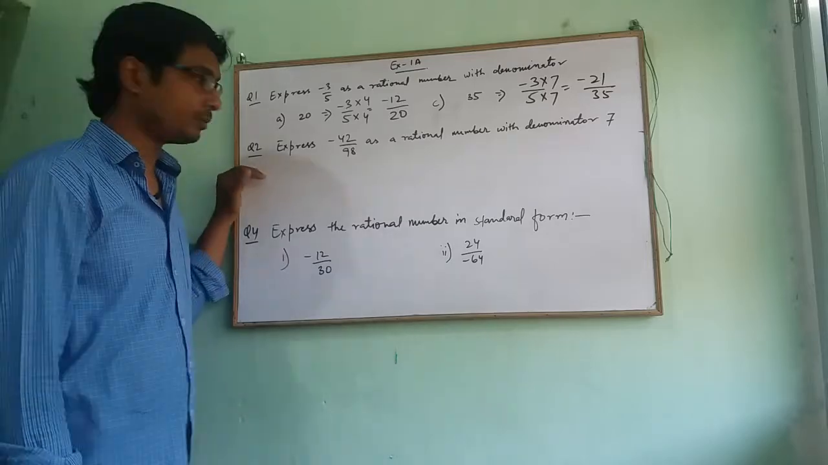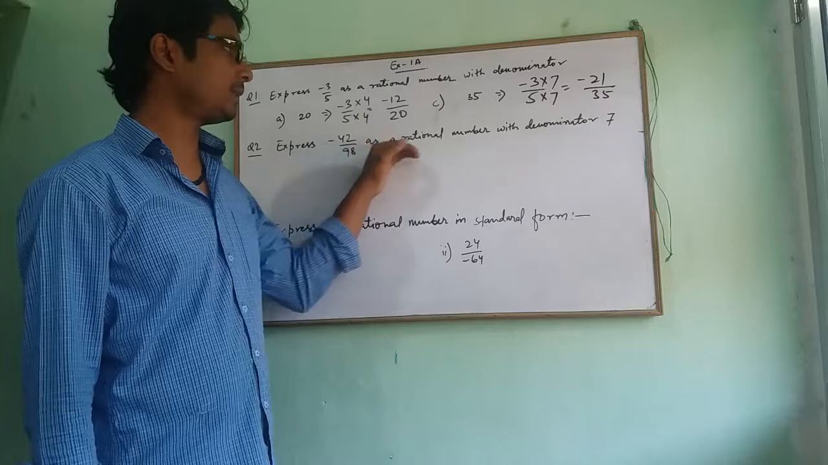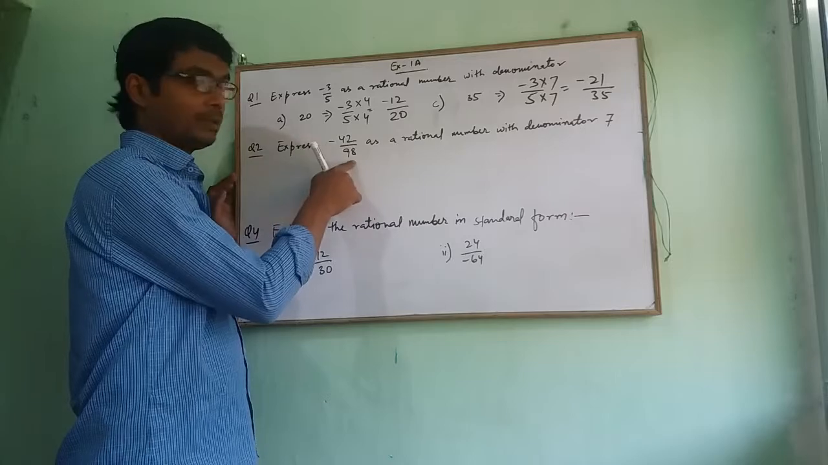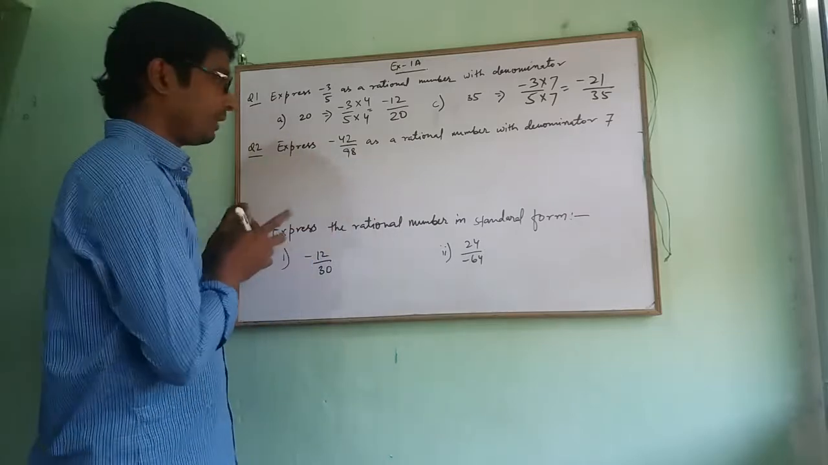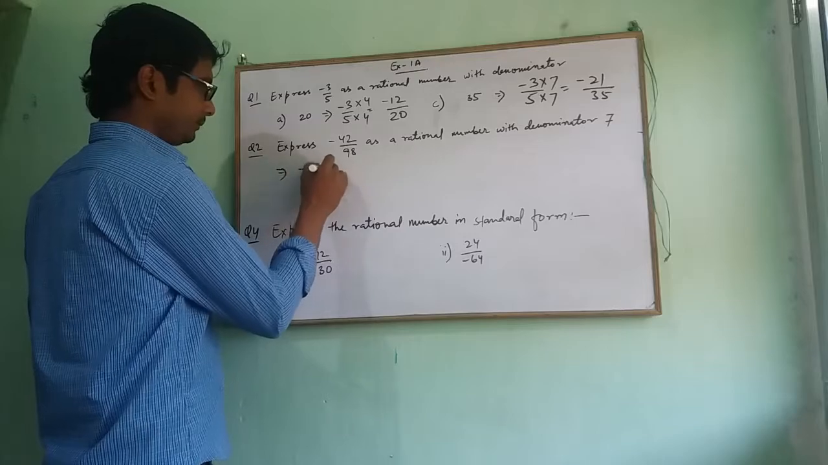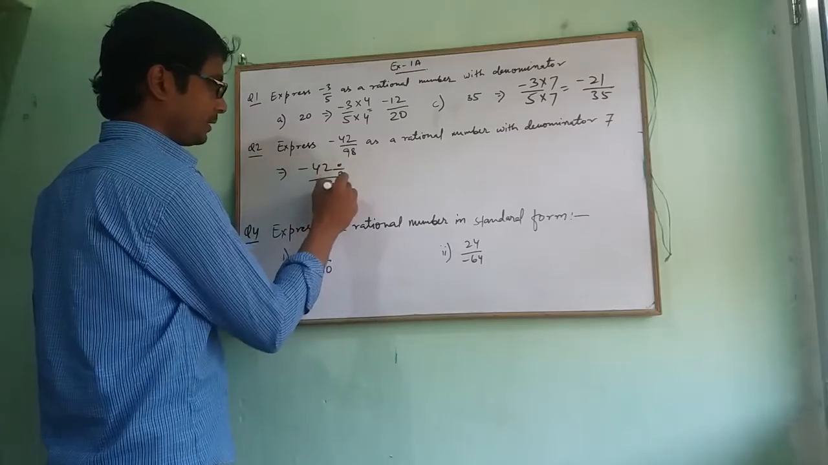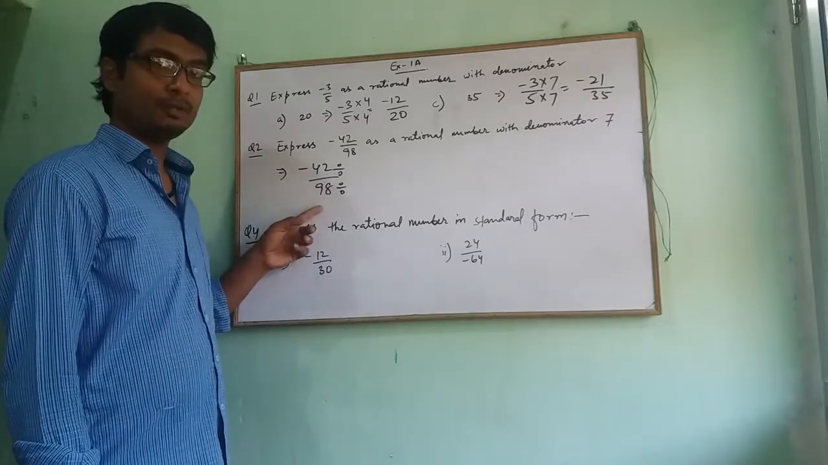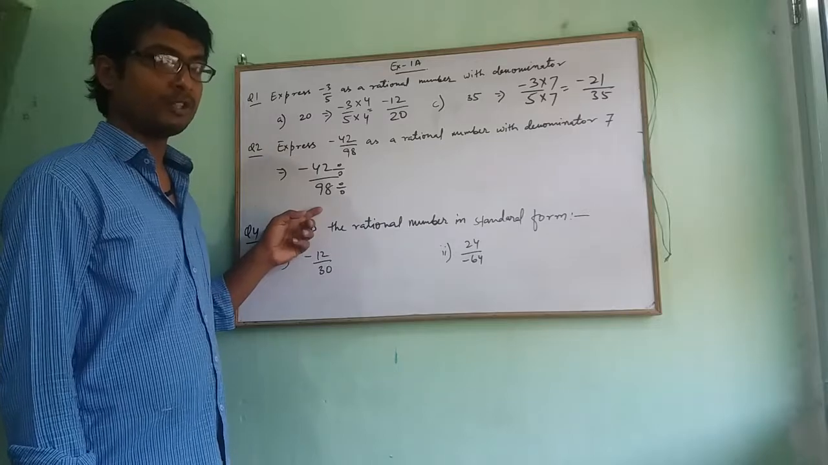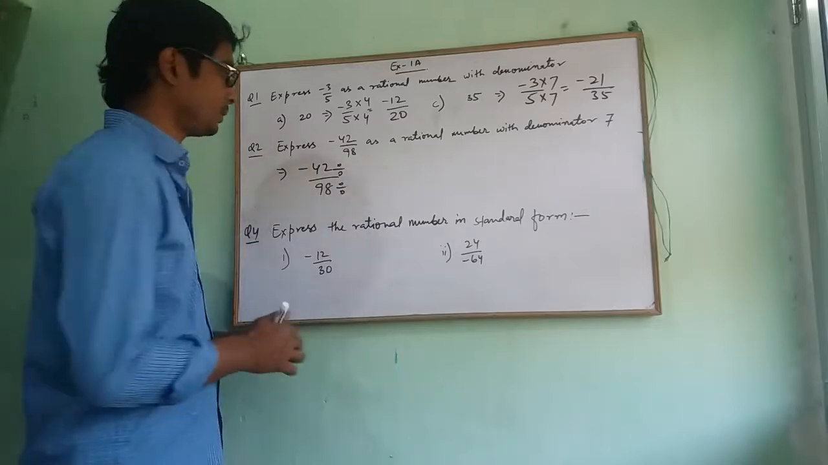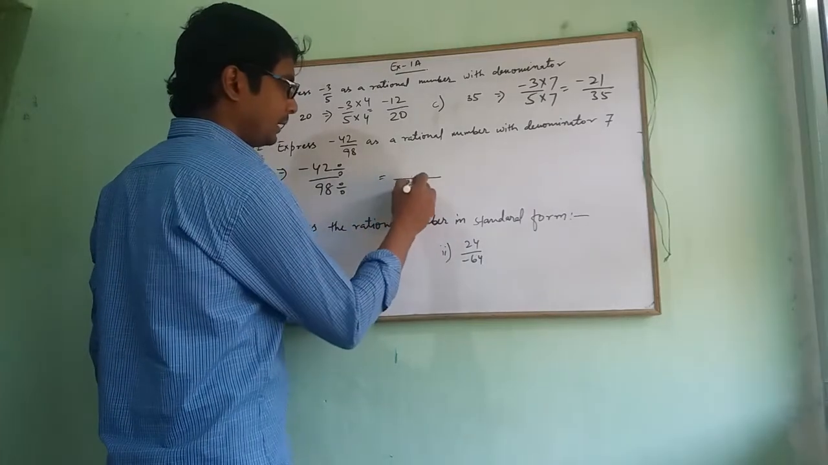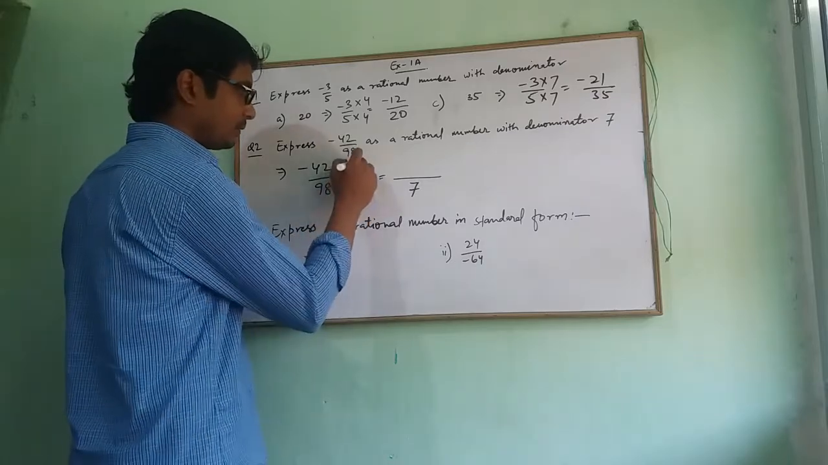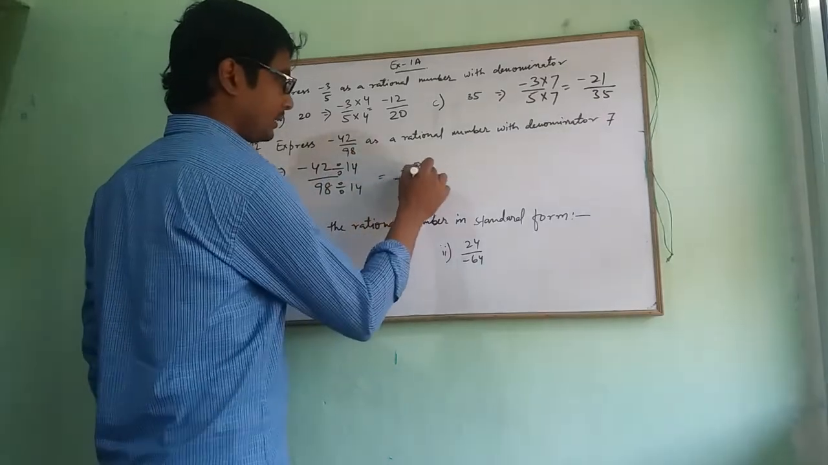Now let's come to question number 2, that is, express minus 42 by 98 as a rational number with denominator 7. So I have to express the denominator, which is right now 98, as 7. So what will I do? I have to just divide both the numerator and the denominator by a number which makes 98 as 7. So how much will I divide by to make the denominator 7? I will divide by 14. So it becomes minus 3 by 7.